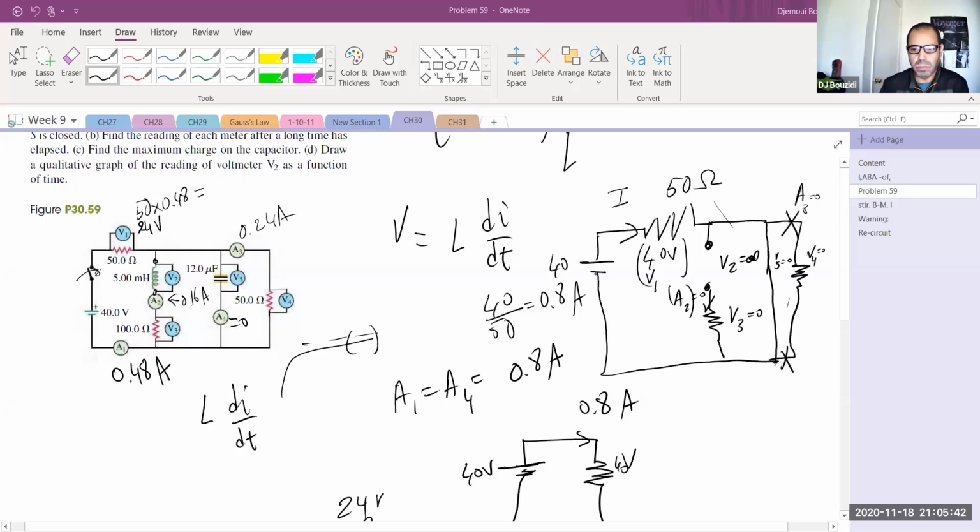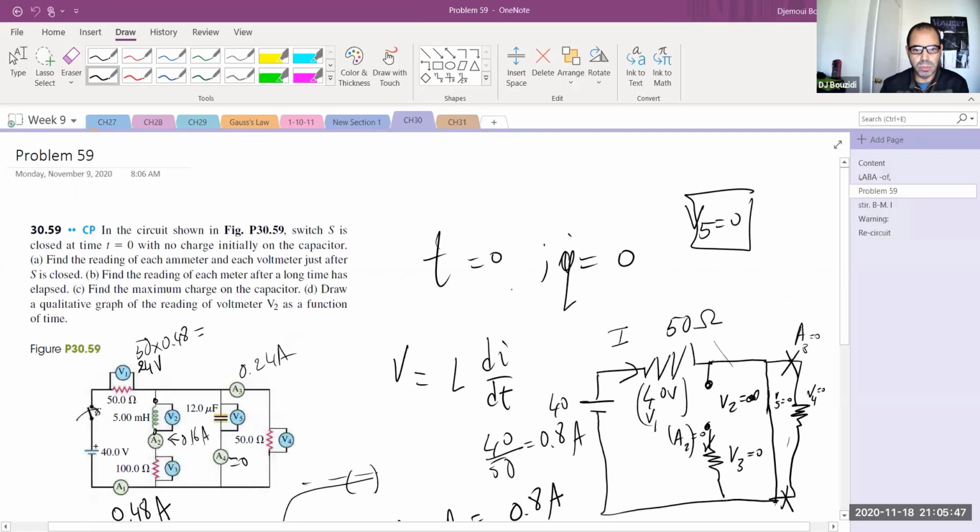Okay, so let me continue with this problem to see. There was, I think, a couple more questions in it. Sometimes it freezes on me like this one. Find the reading of each ammeter, okay? So find the maximum charge on the capacitor.